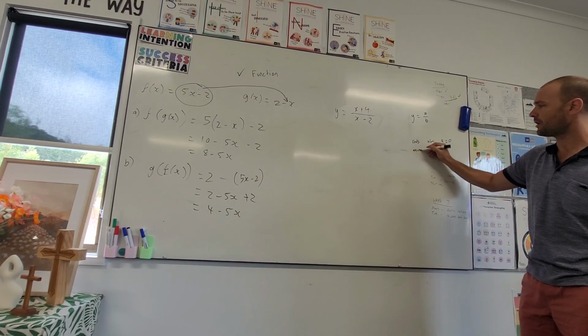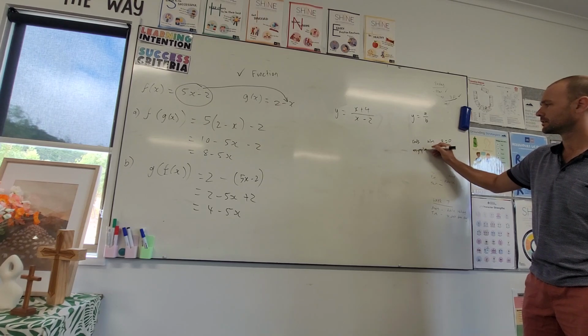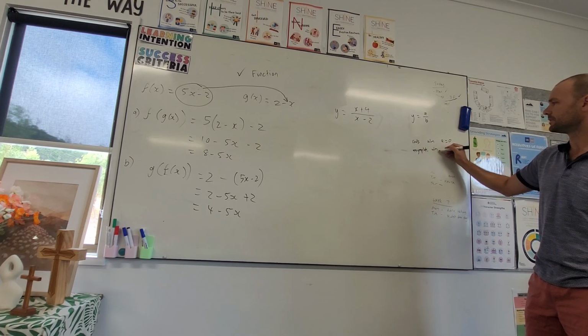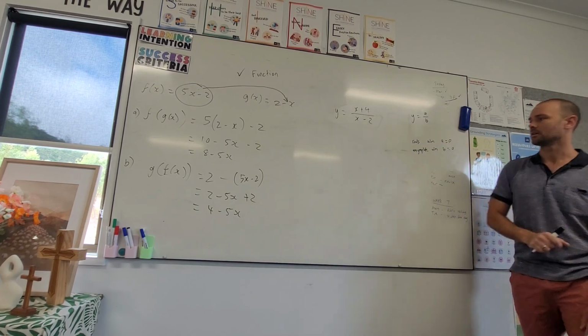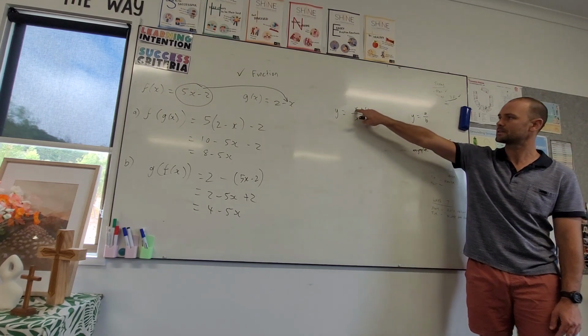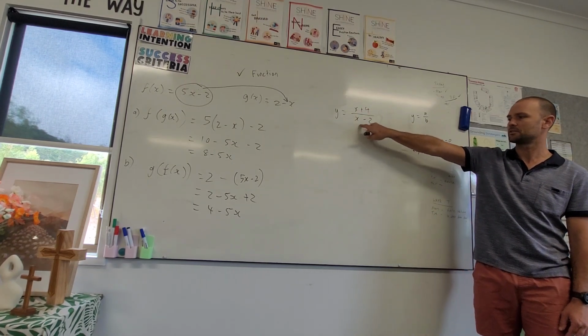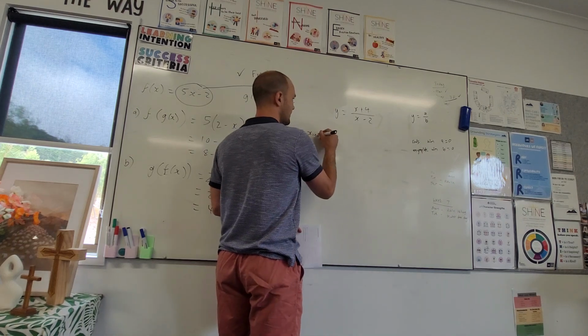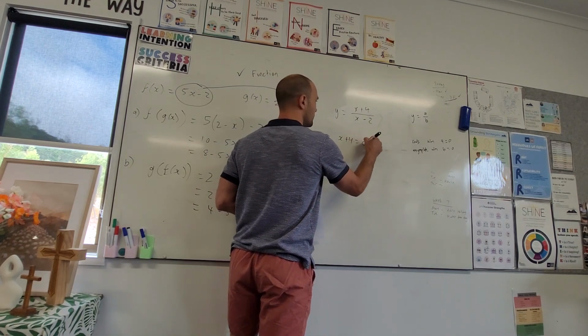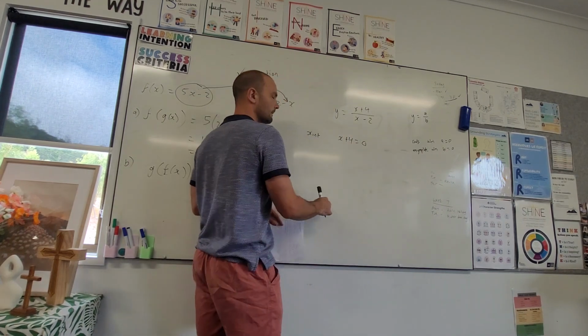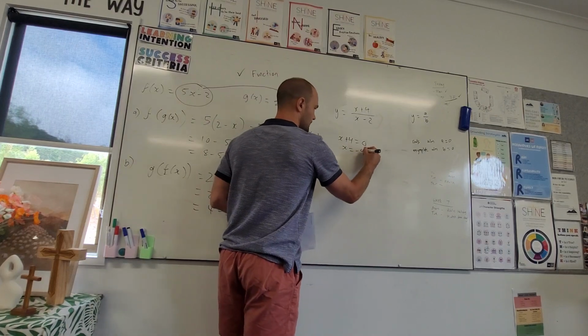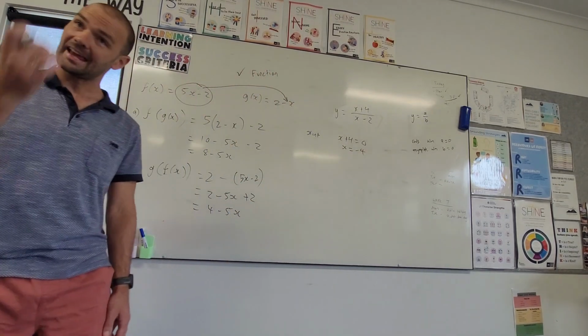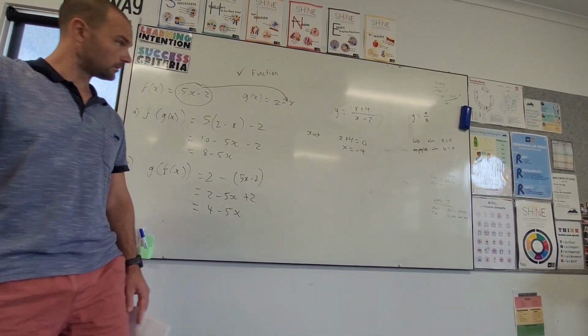Asymptote, undefined, asymptote when the denominator is 0. Okay, so roots when the numerator is 0, asymptotes when the denominator is 0. So, to find the x-intercept, x plus 4 is 0, the numerator is 0. Take 4 from both sides. So the x-intercept is minus 4.